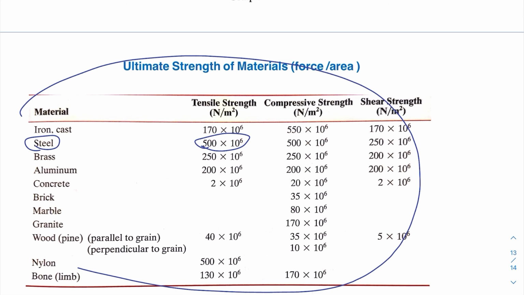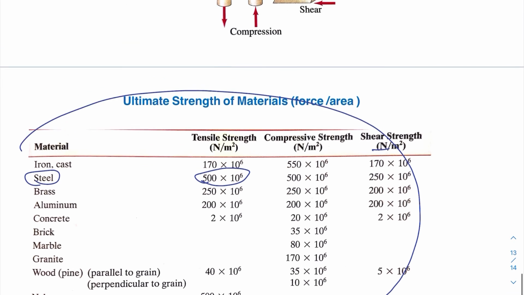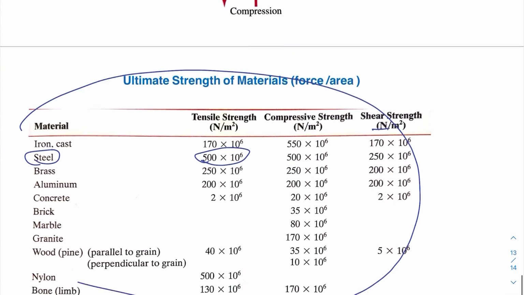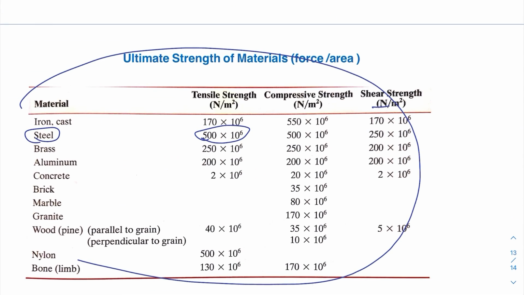As you see, different materials have different ultimate strength points that have been measured and presented in this table. So you can find it in different textbooks of physics or in other references.